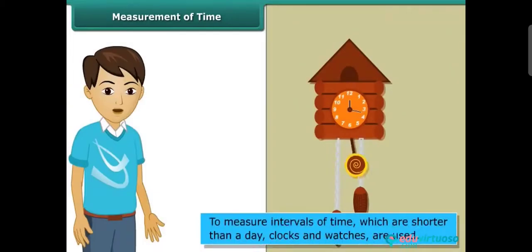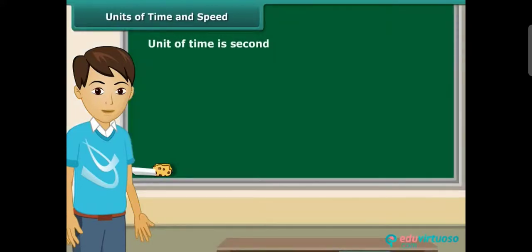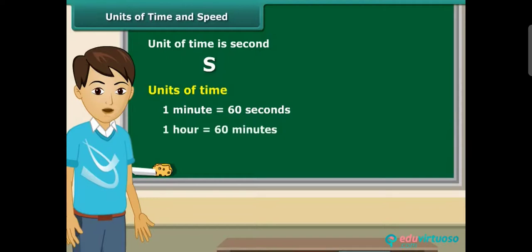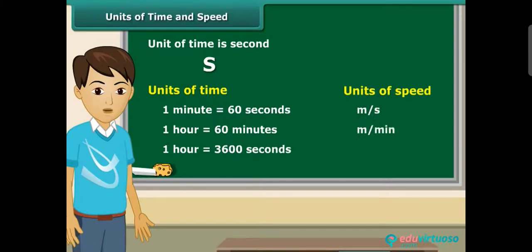To measure intervals of time, which are shorter than a day, we use clocks and watches. The basic unit of time is second. Its symbol is S. Larger units of time are minutes and hours. 1 minute is equal to 60 seconds, and 60 minutes are equal to 1 hour. The basic unit of speed is meter per second. We can also express it in other units such as meter per minute and kilometer per hour. We write the symbols of all units in singular.